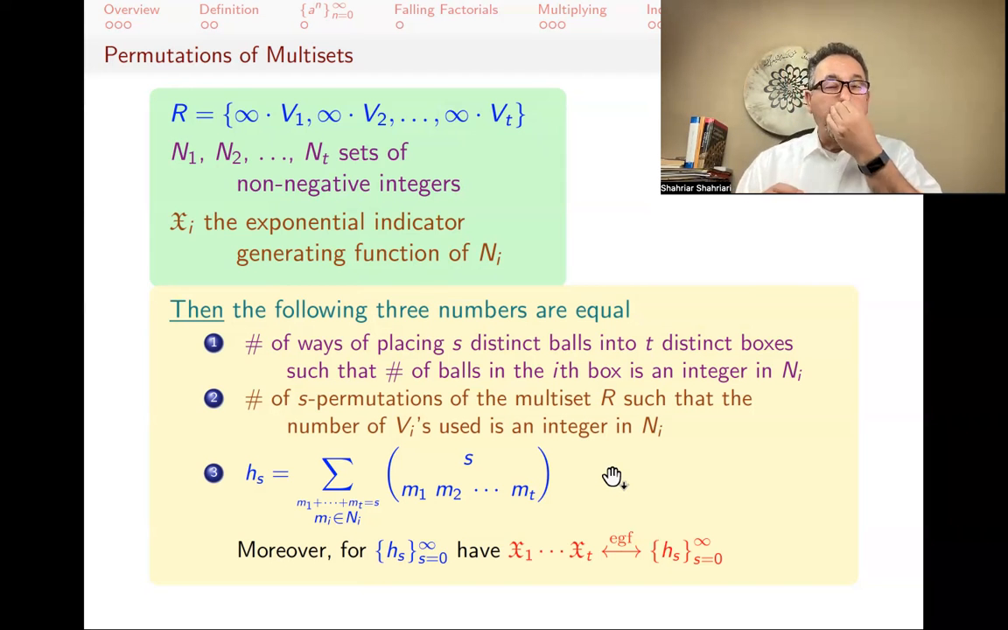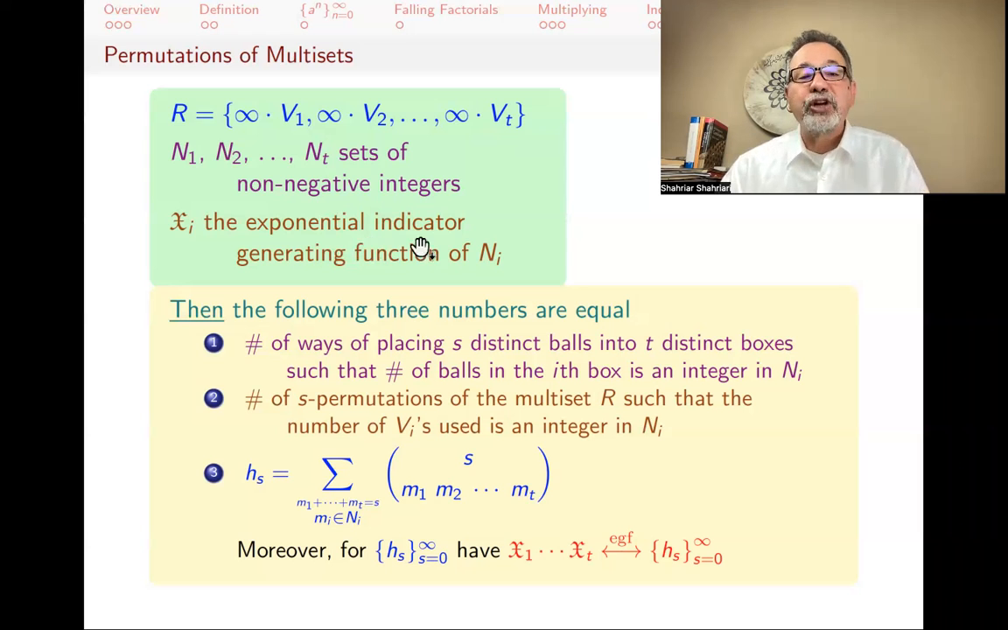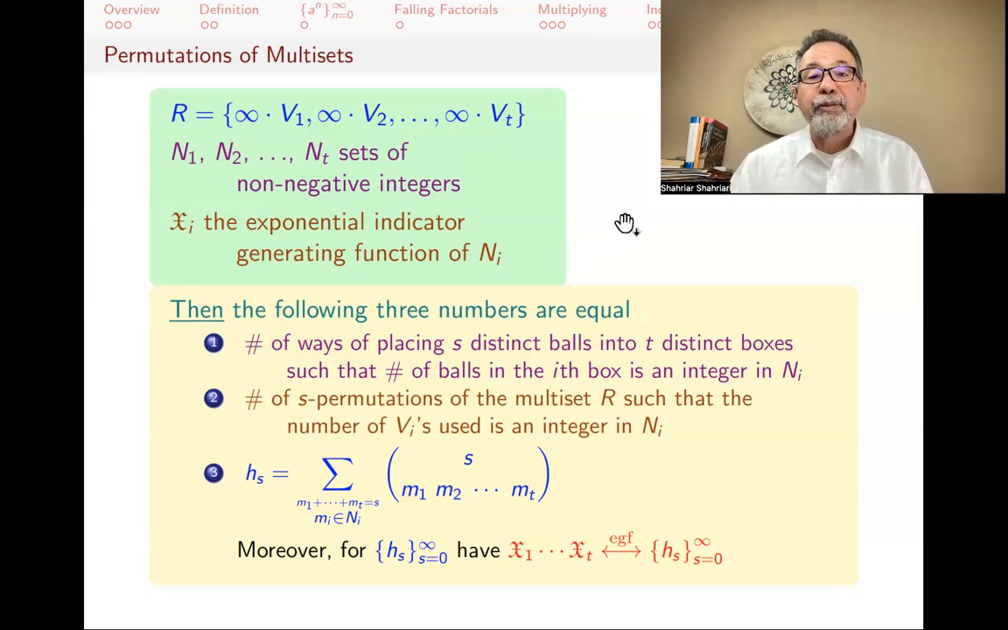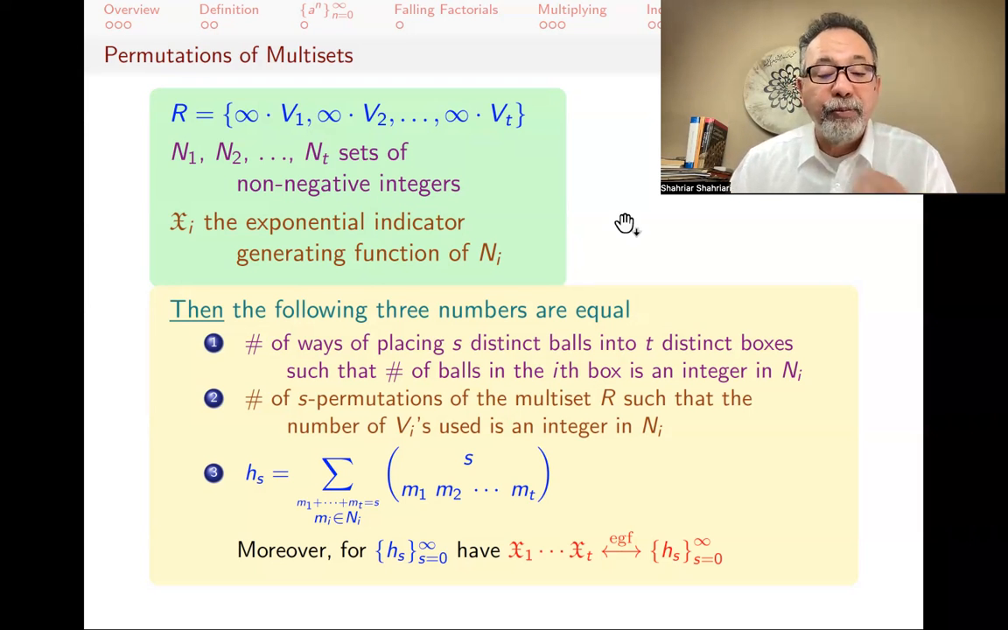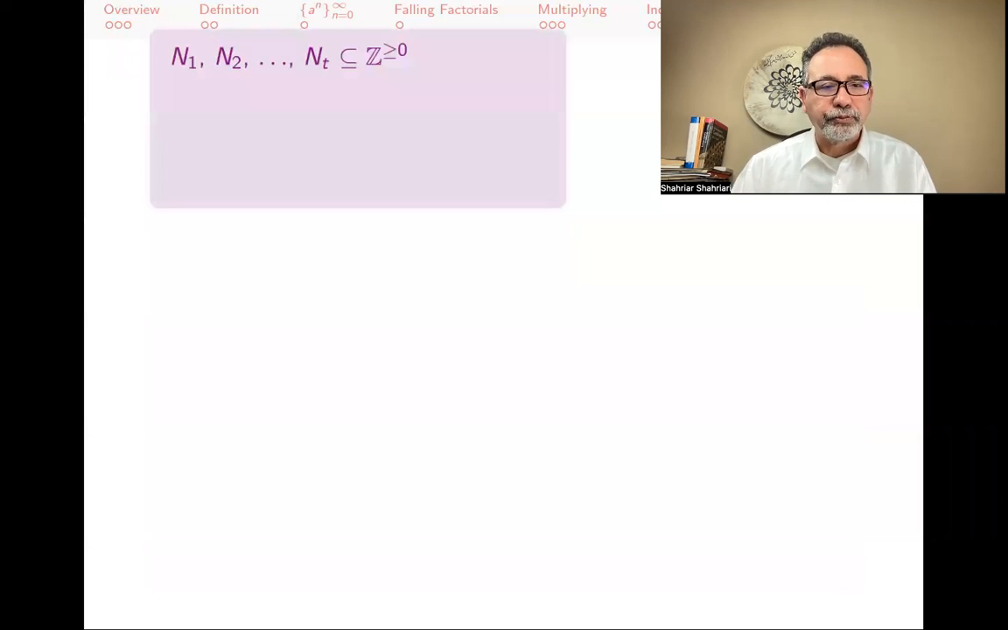And so this is our clue to how we're going to solve our s-permutations of multisets when the restrictions are weird. We will write down the restrictions in terms of exponential indicator generating functions, find the product, and then try to retrieve the answer from that, or glean some information from that if we can't find the final answer. So let's just look at why this last thing is true.